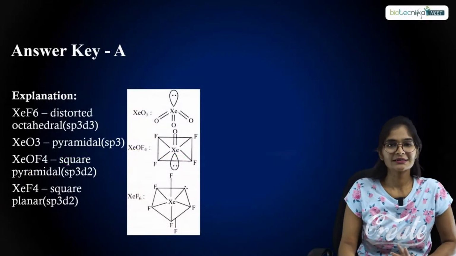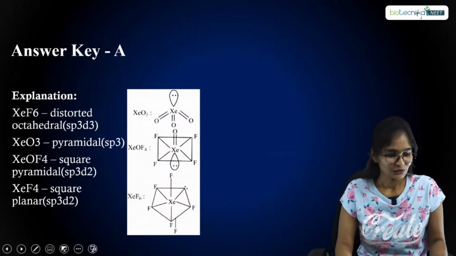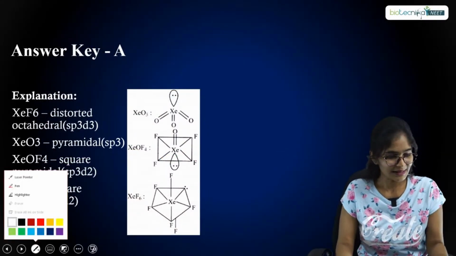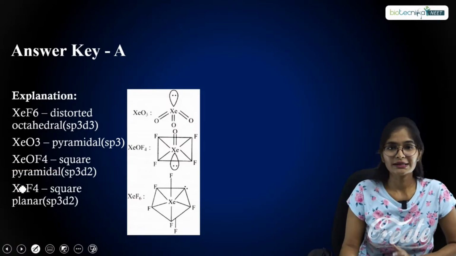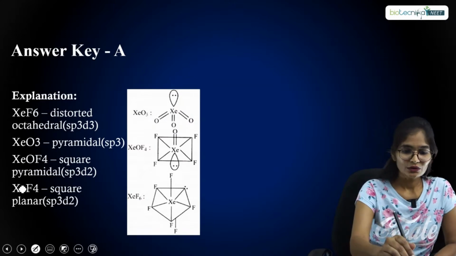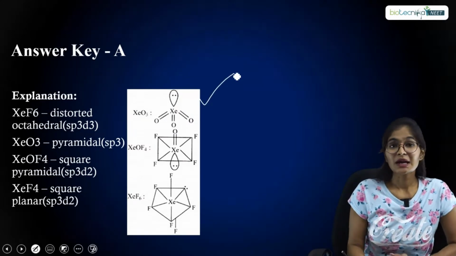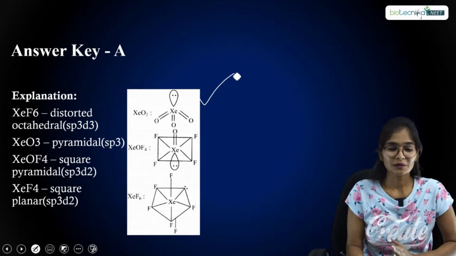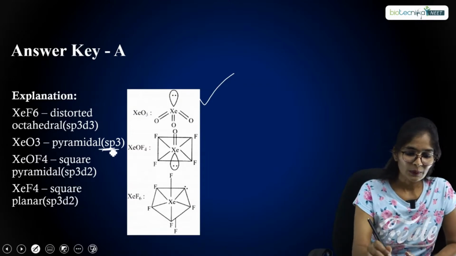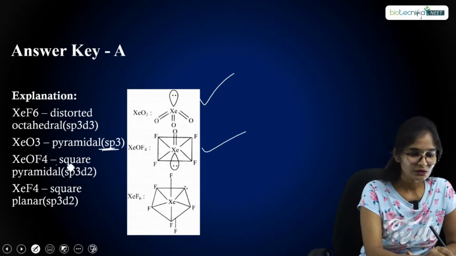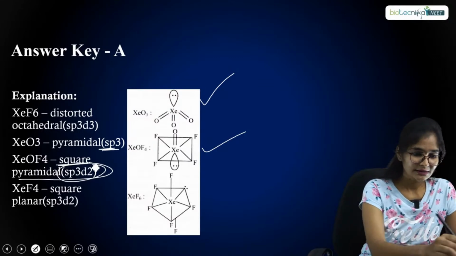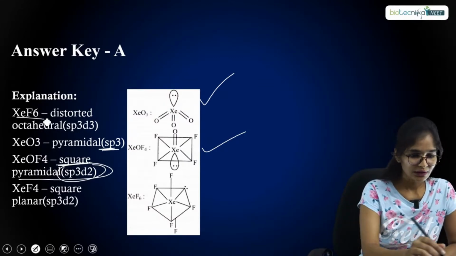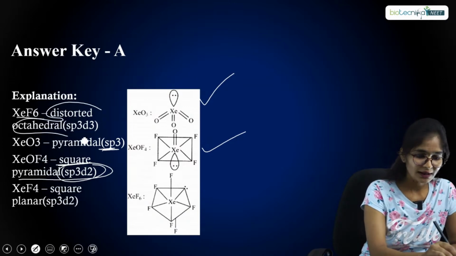So the answer is option A. Here are the structures they have given for XeF6, XeO3, XeOF4 and XeF4. XeO3 is a pyramidal structure where the hybridization is sp3. The next one is XeOF4, a square pyramidal structure, and its hybridization is sp3d2. Next is XeF6, which has a distorted octahedral structure.